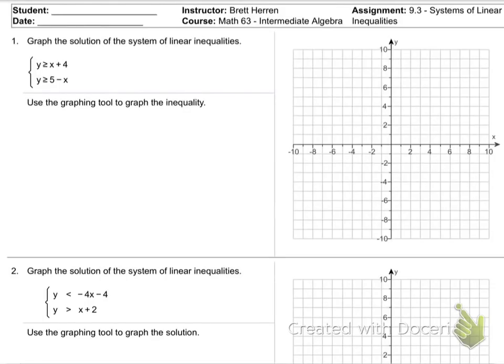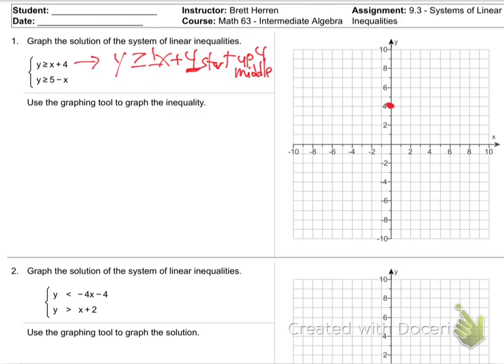Okay, so here is the next section, section 9.3. So we're graphing. Let me write it over here, y greater than or equal to x plus 4. How do we graph? We start at 4. That's up 4 in the middle. That's our first dot right there.